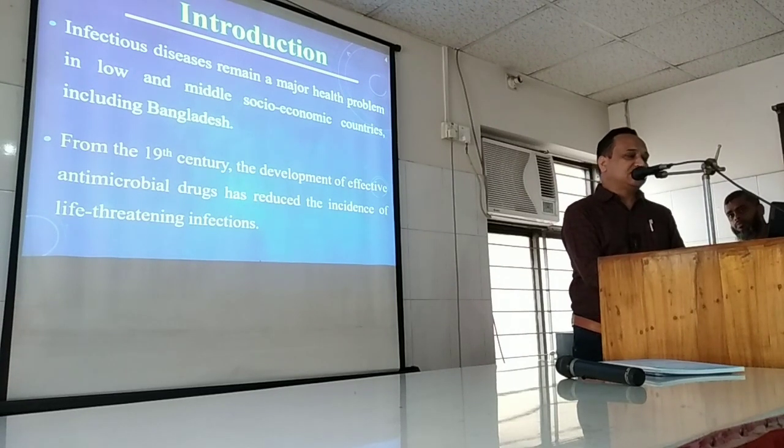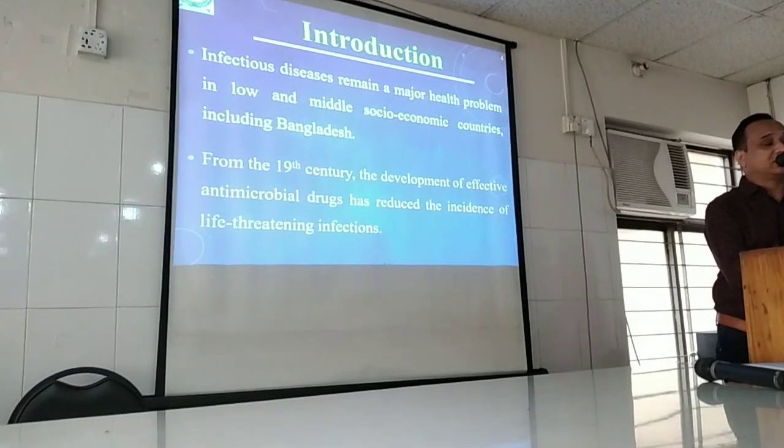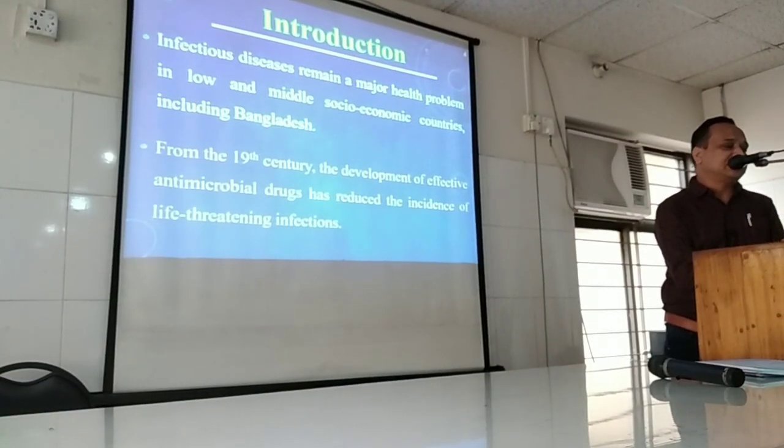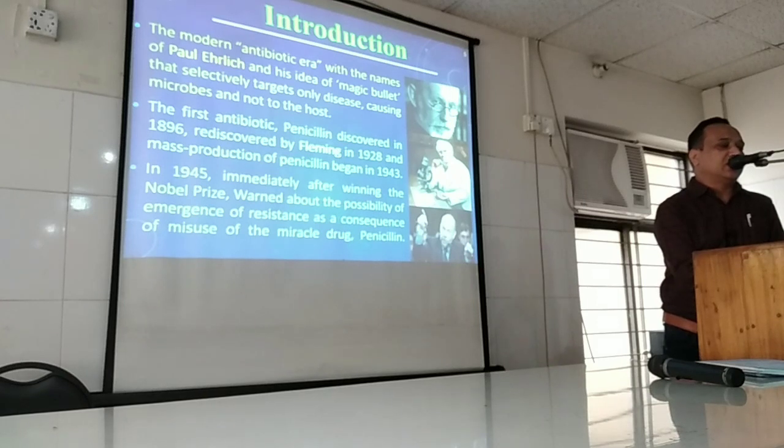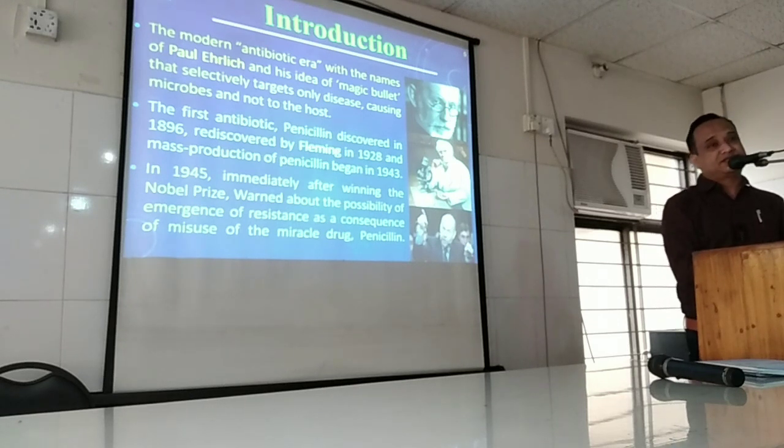Introduction. Infectious diseases remain a major health problem in low and middle socio-economic countries, including Bangladesh. From the 19th century, the development of effective antimicrobial drugs has reduced the incidence of life-threatening infection. The modern antibiotic era began with the name of Paul Ehrlich and his idea of the magic bullet that selectively targets only disease-causing microbes and not the host. The first antibiotic, penicillin, discovered in 1896, rediscovered by Fleming in 1928, and mass production of penicillin began in 1943. In 1945, immediately after winning the Nobel Prize, he warned about the possibility of emergence of resistance as a consequence of misuse of the miracle drug penicillin.